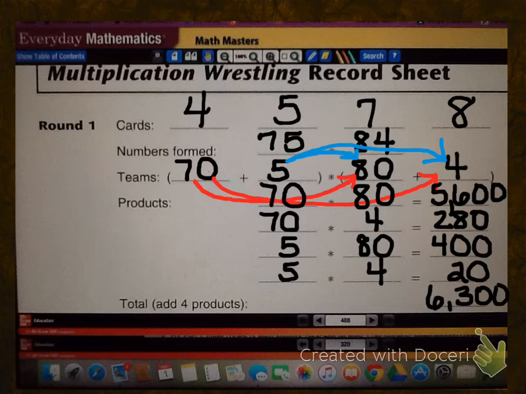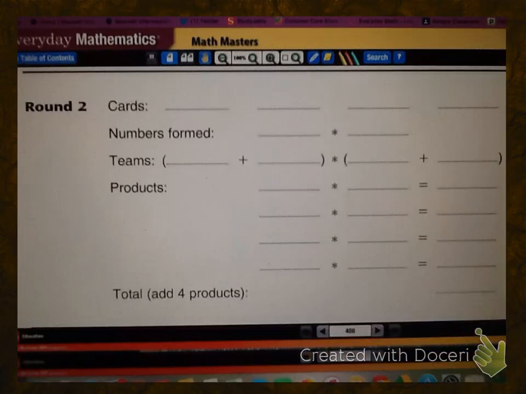So each person is going to make their own two-digit numbers, and then they will work out the multiplication using partial products, just like I've shown you. So let's say that this is round 2. We've drawn 4 more cards, and those 4 cards are 1, 9, 6, and 4. And we need to make two-digit numbers.